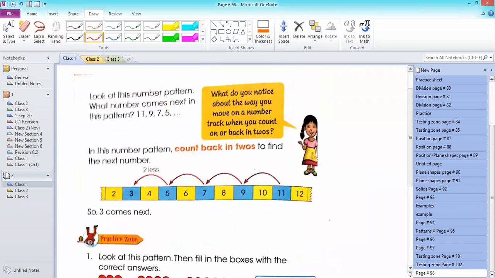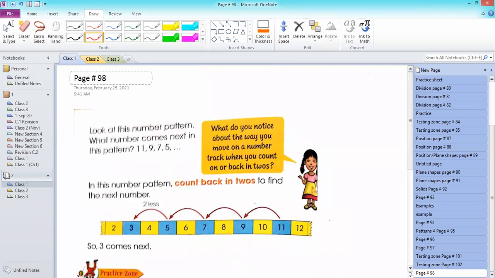Coming to page number 98, guys. On page number 98, there is one more pattern. You have to look at this pattern and identify the pattern. The pattern is starting from 11, 9, 7, 5. So guys, you will see the first number is 11. The second number is 9. 9 is smaller than 11. 9 is less than 11. That means you are counting back. How are you counting back?